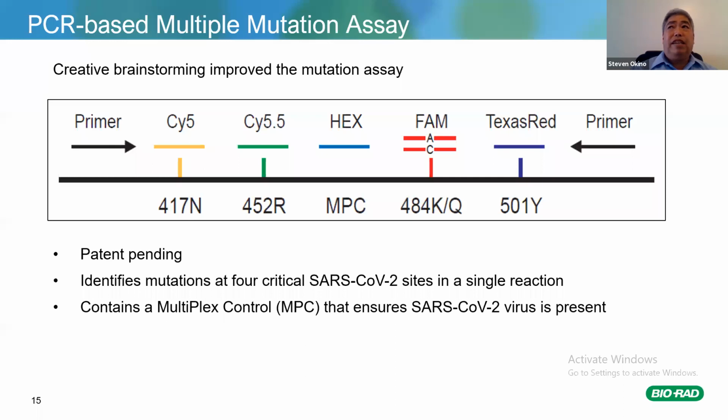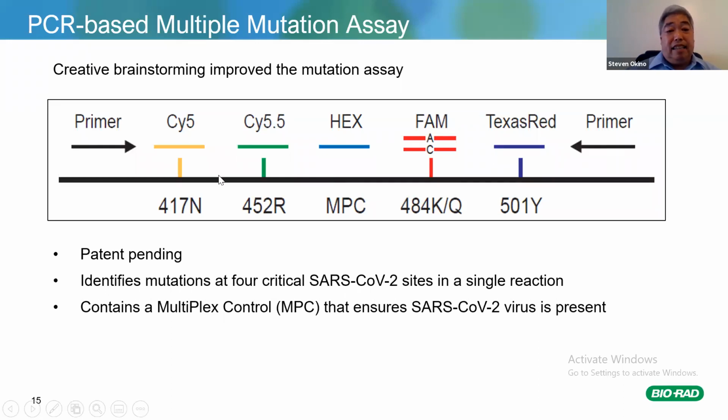Okay, once we develop, that's going after a single mutation. Afterwards, we were talking in the halls with just people in the lab. We did creative brainstorming and actually improved this mutation assay considerably. Now you can see we have just the two primers still, but we have 4 mutations that we're looking at, and also a positive control, the MPC, which is the hex probe. It's consistent with just the Wuhan virus, and it just makes sure that the SARS-CoV-2 virus is present. But here we could look at mutations at 4 critical SARS-CoV-2 sites in a single reaction.